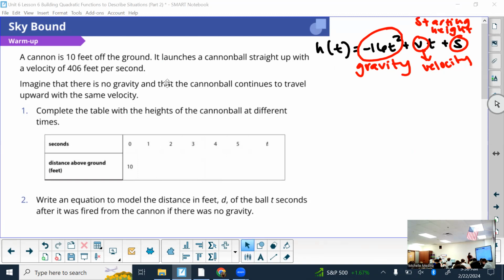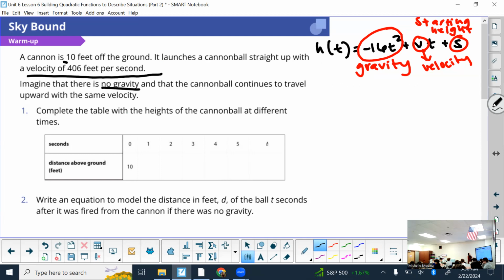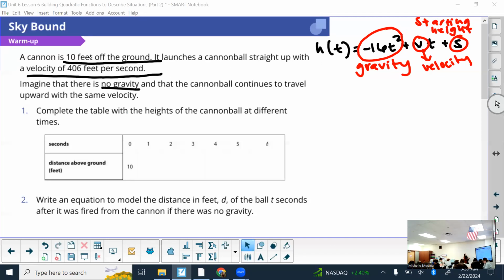Reread the situation. There is no gravity involved, and it was a velocity of 406 feet per second. The cannon is 10 feet off the ground. Relate that to each part, and now make your table of values. I'll give you 2 minutes with your group. And then I'll do an example with you, but you should be able to make the expression, or at least problem solve your way to the answer. So table 5, you'll start us off.